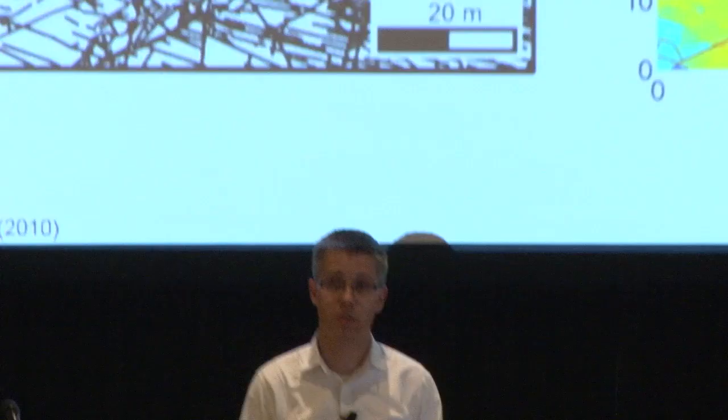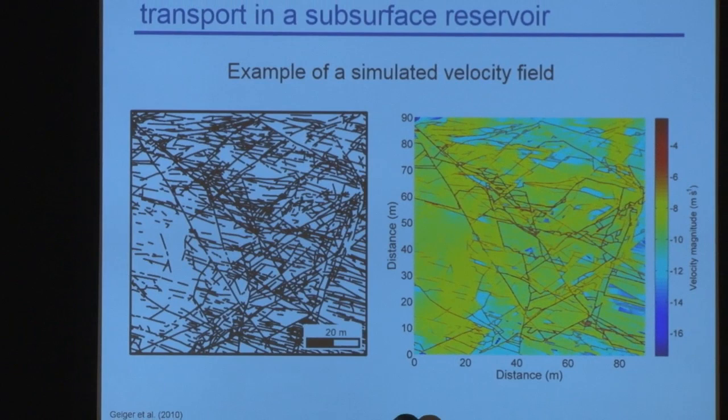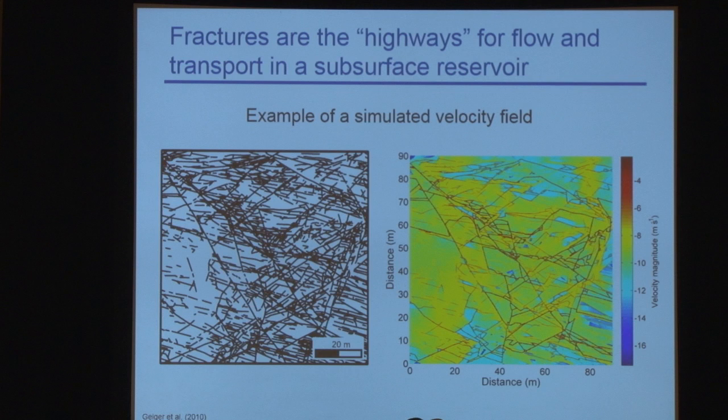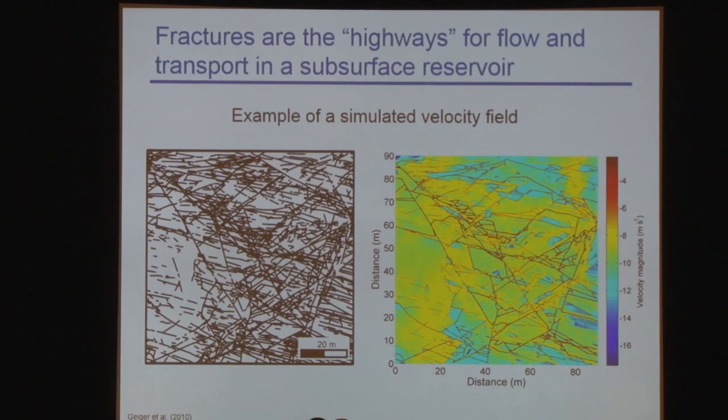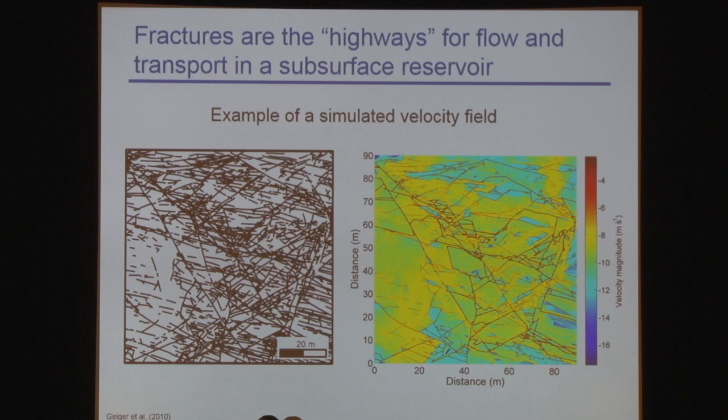Fractures are typically the highways for flow and transport in the subsurface. So what you see here on your right picture is a map view, an aerial view, of a fracture pattern that was mapped in the Hornelen Basin, North Sea. It's a sandstone formation, about 3,000 fractures in this outcrop. It's about 90 meters by 90 meters. What we did is we discretized using unstructured grids. We discretized each individual fracture and the matrix, and then we solved for Darcy's law and calculated the flow field in this formation. You see this on your left screen.